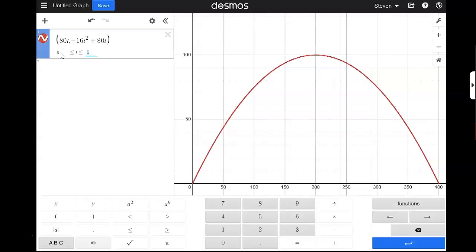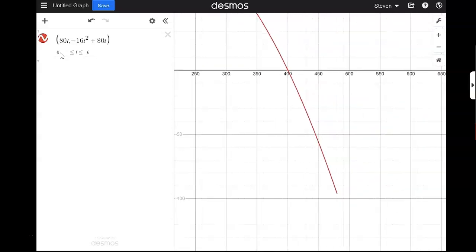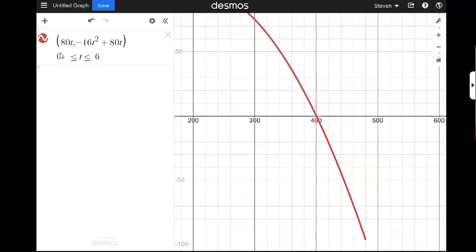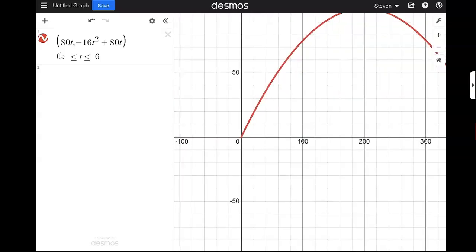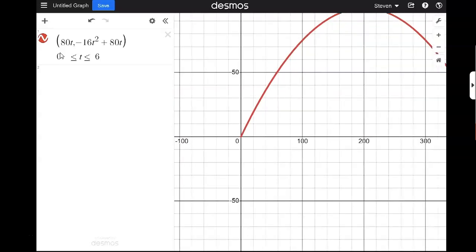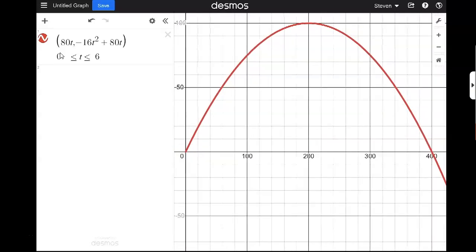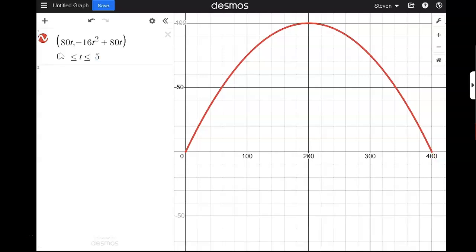Now, of course, if you let t go beyond that, this graph will continue, because the graph itself still exists. But the physical reality is once it hits the ground, this graph's no longer going to work. Same thing if you let t be less than 0, it would continue that way as well. We could do such things, but it doesn't make any sense in the context of our problem.